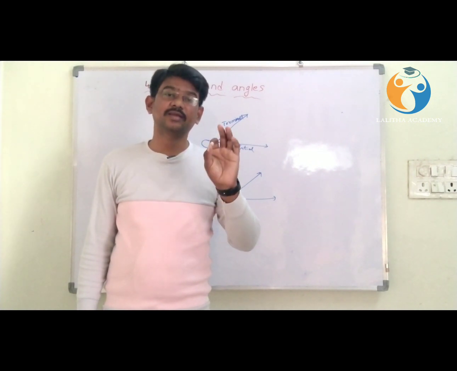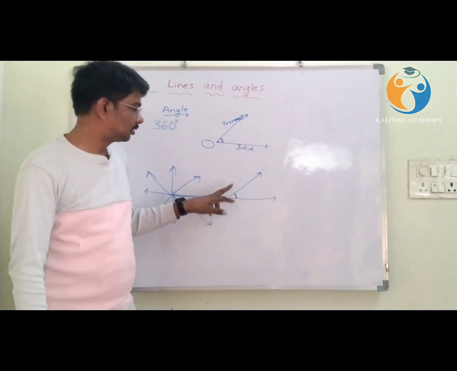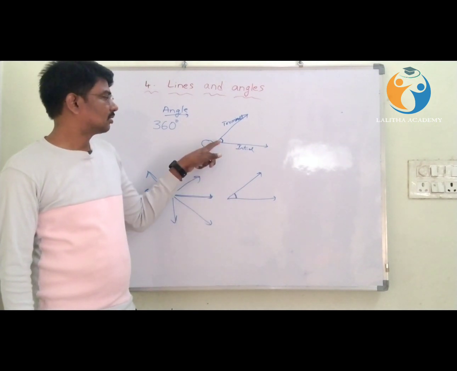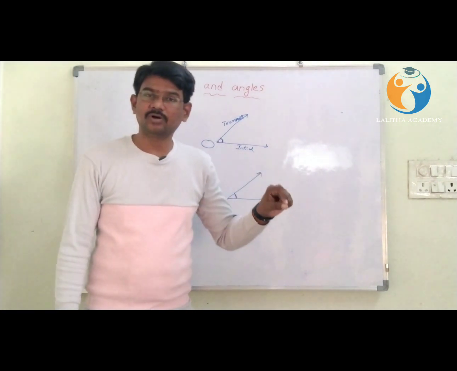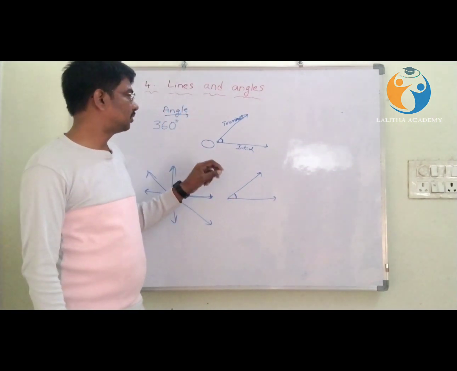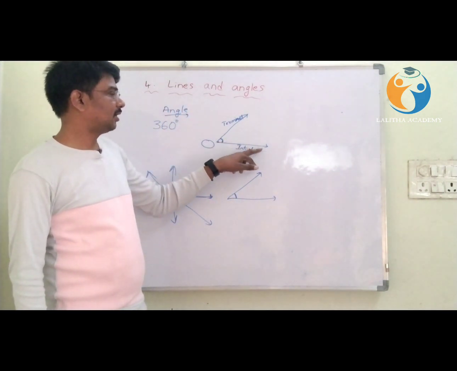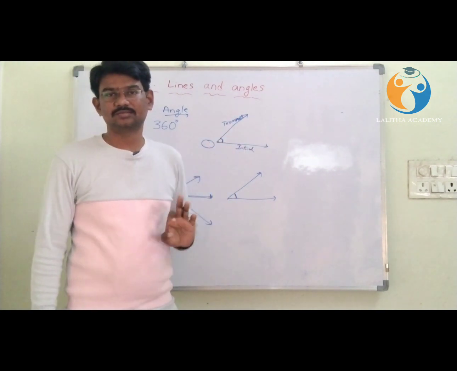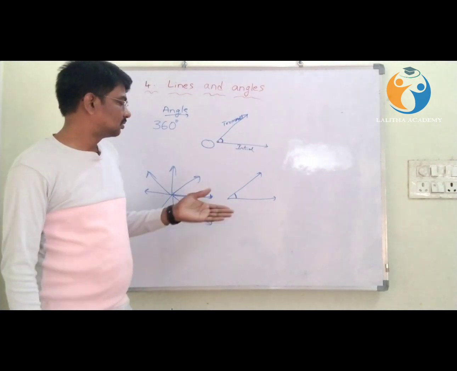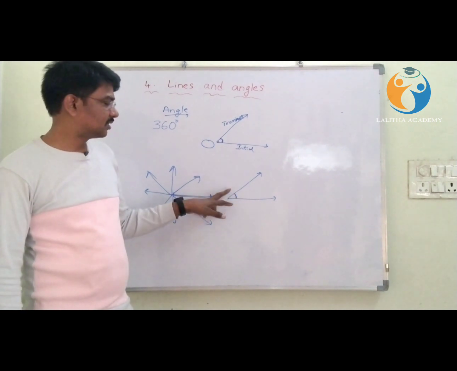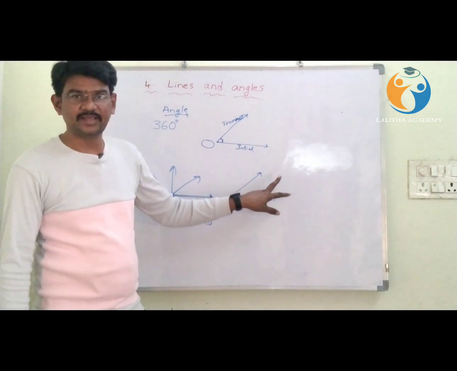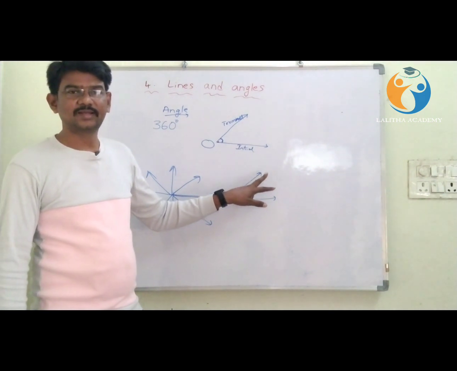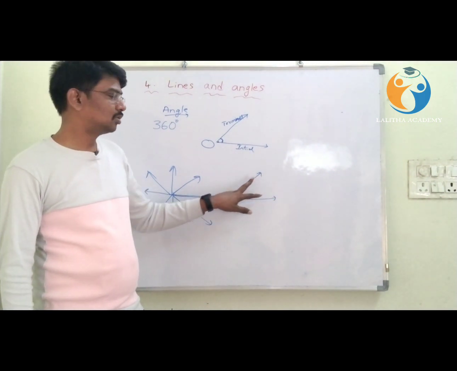An angle is the gap between two rays. Otherwise, we can say like this: an angle can be formed due to a ray moving from the initial position to the terminal position. Okay? Simply we can say like this: the gap between two rays.